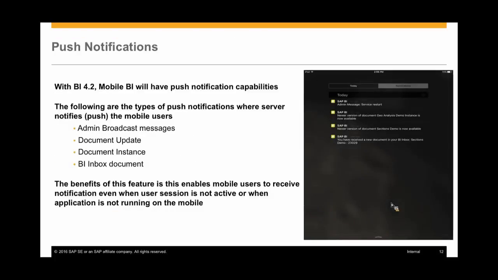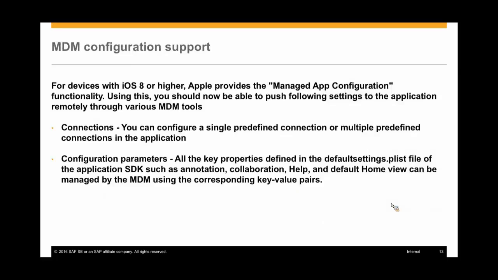And BI 4.2 onwards, Mobile BI also has push notification capabilities. That means if your admin is broadcasting certain messages or has document update, document instance or BI inbox document related updates, you would get those updates on your mobile device without having an application running, right? And as I mentioned, from iOS 8 onwards, we do support the various MDM tools to push predefined connections or any other parameters, right?